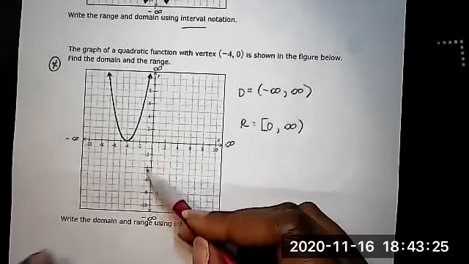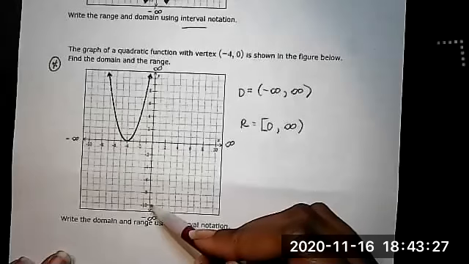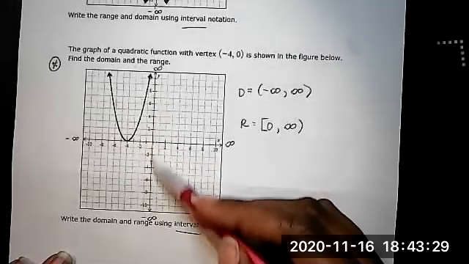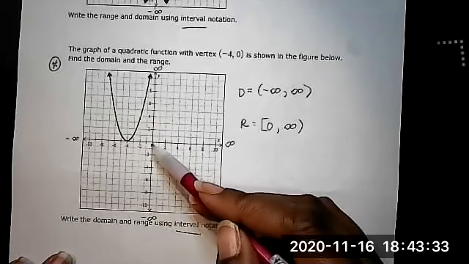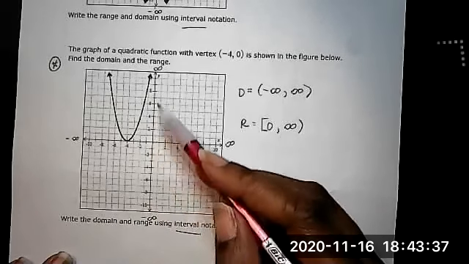And of course, with your range, you're never going away from this line. So I'm not going to go over to 4. I stay right here. So this is where my graph starts at 0, and then it goes up forever. We don't care where it's going side to side with range.